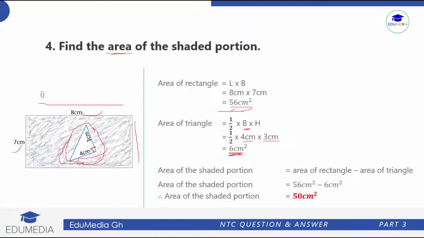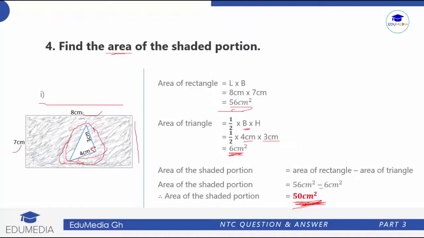So the area of the shaded portion is 56 centimeters squared minus the area of the triangle, which is 6 centimeters squared, and then the area of the shaded portion now is 50 centimeters squared. All right, so it's 50 centimeters squared. That is our answer here.